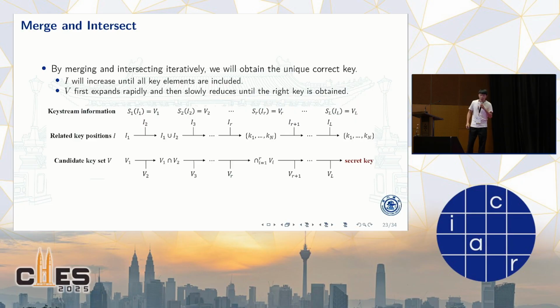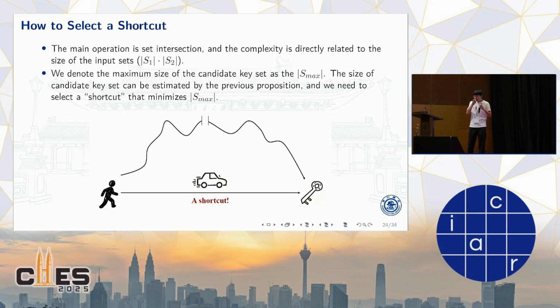Okay, with enough valid keystrings, we can just merge and intersect iteratively and finally obtain the unique correct key. During this process, the I will increase until all key elements are included, while the candidate set V will expand rapidly at first and then slowly reduce until the unique right key is obtained. Here, a key issue is the order of merge and intersect.